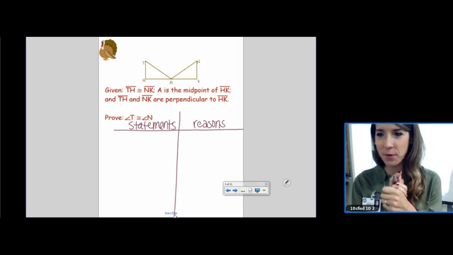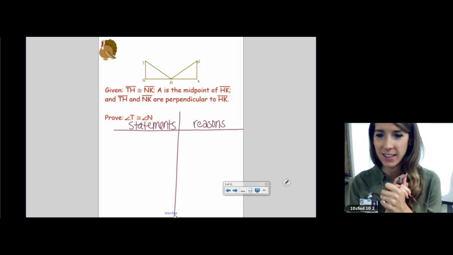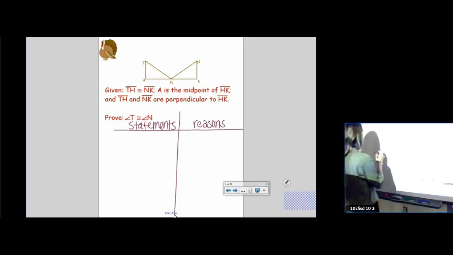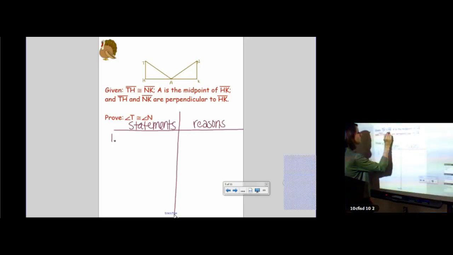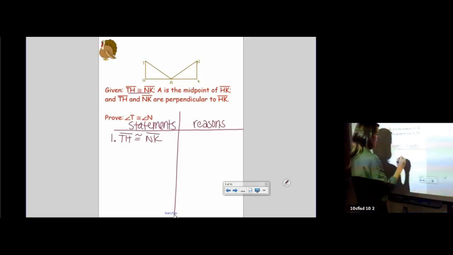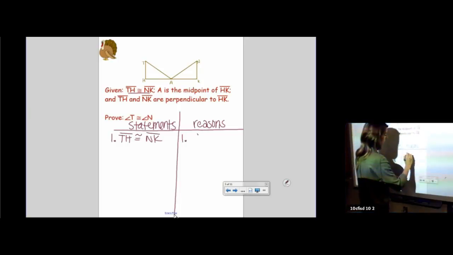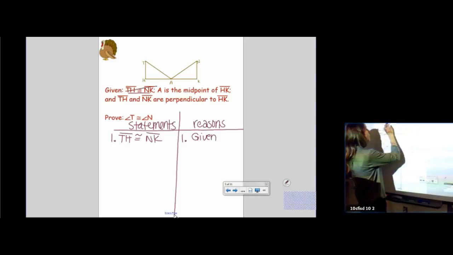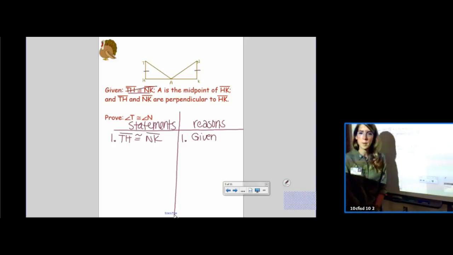Okay, how do we begin a proof? With the first given. Yes, we do. So I'm going to write number 1. Segment TH is congruent to segment NK. And the reason is, no thought necessary, given. We go to our picture and we mark our picture.